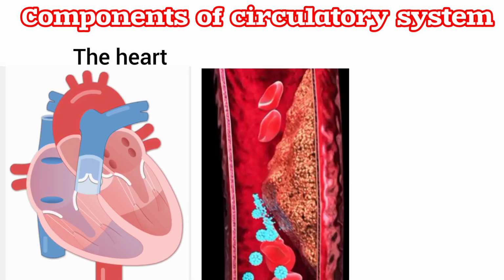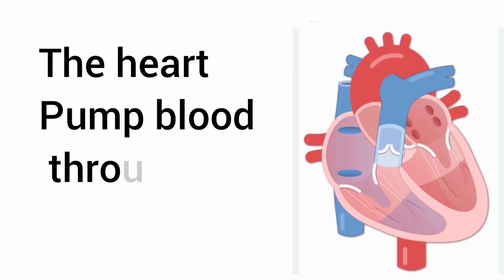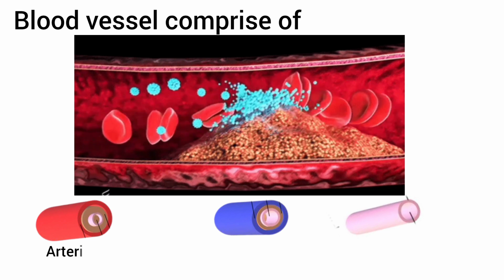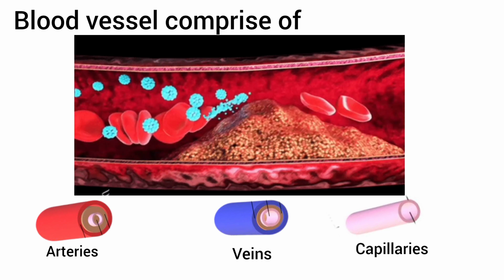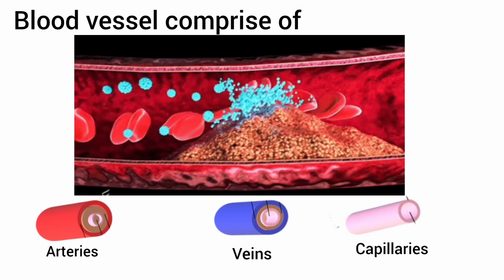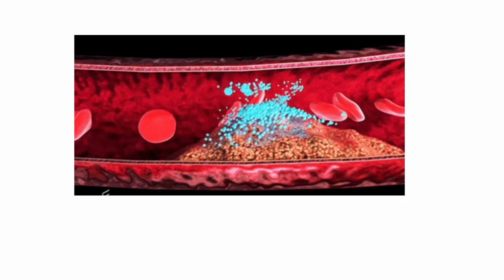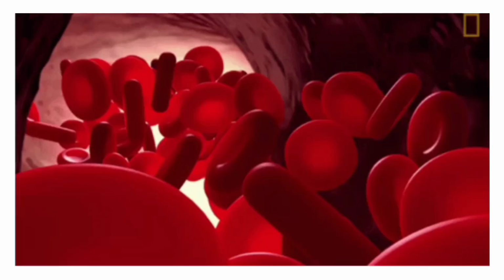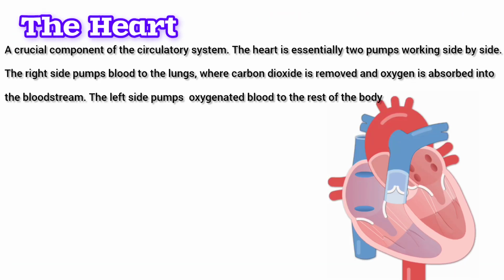The transportation system is made up of three vital components: the heart, blood vessels, and blood. The heart pumps blood throughout the body. Blood vessels comprise arteries, veins, and capillaries. Together they act as roads for blood to travel on. The blood itself is the vehicle that carries oxygen, nutrients, and waste products. Let's explore the heart, a crucial component of the circulatory system.